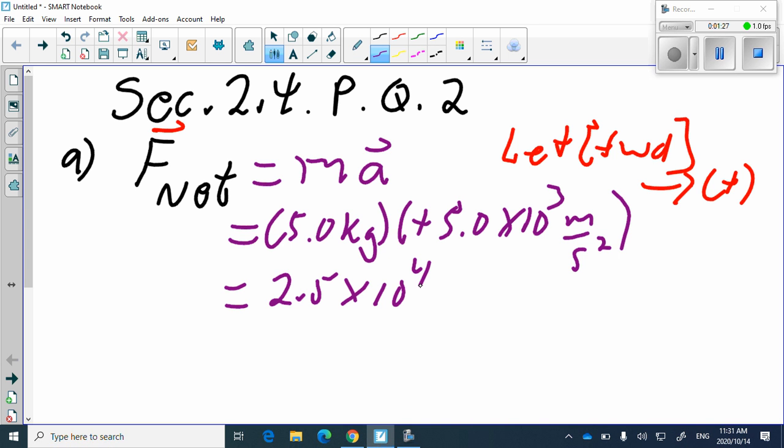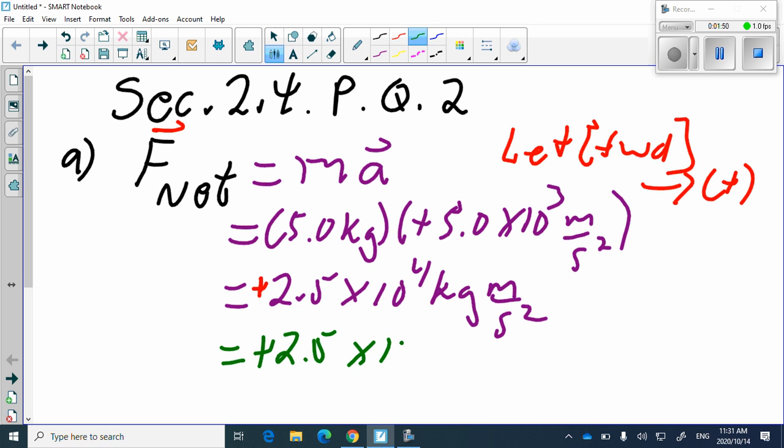Now look here, kilogram times meter per second squared. But we don't leave it like that. And we got to have a direction. Don't forget about the direction. That's a boo-boo on my part. It's got to be positive, that came from the direction of the acceleration. It's the only other vector. But we don't leave it like that. We leave this answer as positive 2.5 times 10 to the 4.